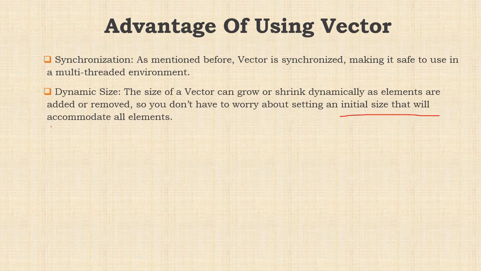That will accommodate all elements. So there is no need to provide the size at the time of declaring the vector. Without size, the vector object will also be created, and once it is filled, by its threshold the size will be increased. So dynamic size is also an advantage.